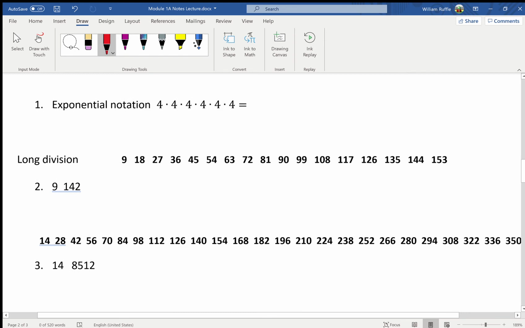Exponential notation. A lot of people get this wrong the first time just because they don't understand what the question's asking. Once you see it, normally people don't make mistakes, and if there are mistakes, they're really silly, and you're going, I cannot believe I just did that.